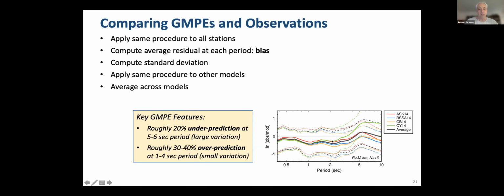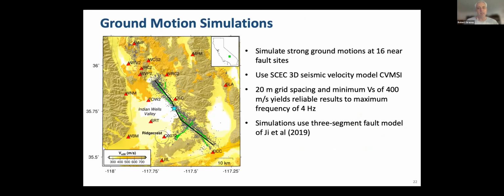As we move to shorter periods, we see that the curve now goes negative. The average curve is negative, so 30 to 40% over prediction from about 1 to 4 second period. Also note that the curves are much tighter here, closer, and that's because there's more data that go into the development of these models. So in the kinematic modeling, it's these features, and in particular this over prediction at 1 to 4 seconds, that we want to see if we can get a better understanding and maybe an improvement of that.